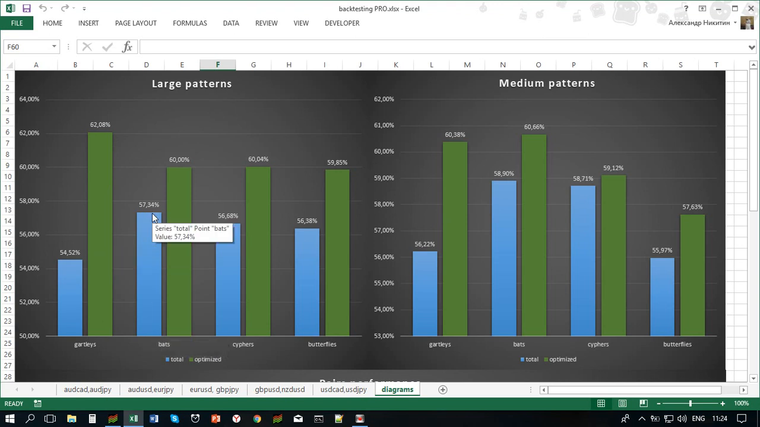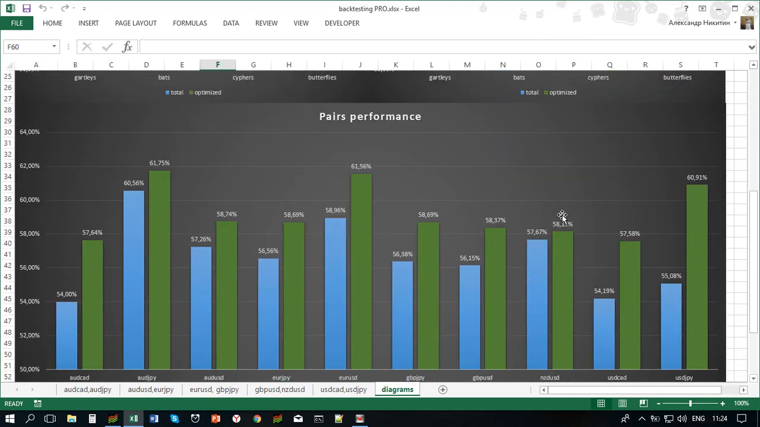The same with bats. If you trade on all pairs large bats using large swing identification algorithm, you have 57, but you can improve it up to 60. It is called optimization. The same with patterns. And another pair performance is calculated this way.